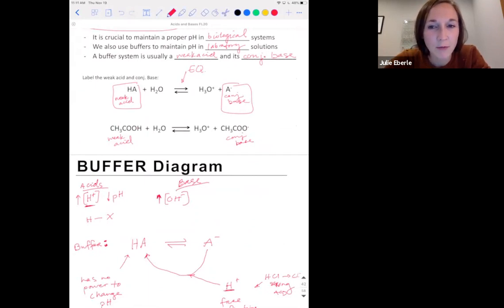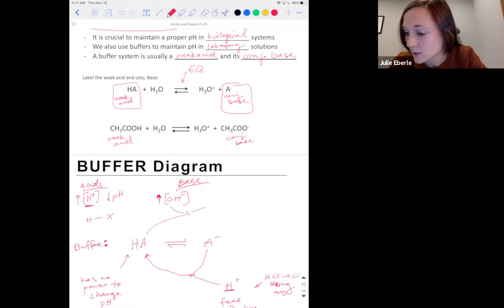HA, turn it into water. Bingo. If this weak acid would dissociate and snatch up this OH minus, guess what it's going to create? It's going to create H2O, and in the process, it's going to create more A minus, because HA is going to turn into, well, H plus and A minus.